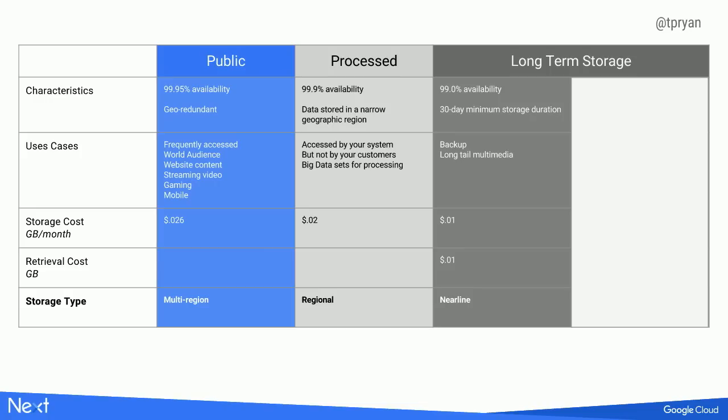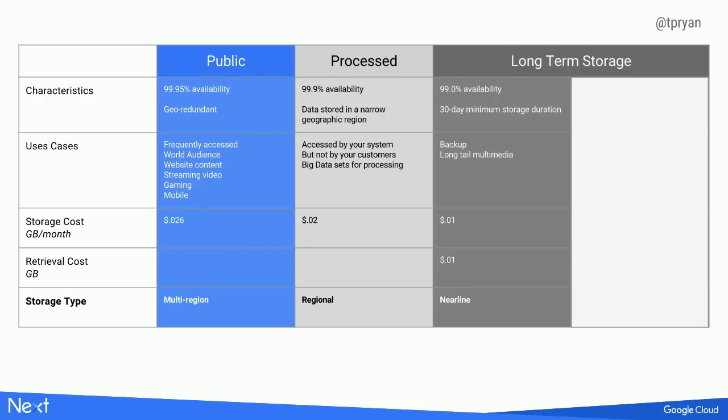Then we have two options in long-term storage. It's not as available. Your time to first byte, we measure in seconds instead of milliseconds, but you'll still get good throughput pulling the stuff down. You have to keep it on us for 30 days minimum. Now, that doesn't mean you have to keep it for 30 days, right? If you want to delete it, it's fine. It deletes. We're still going to charge you for it, right? That's the 30-day minimum.